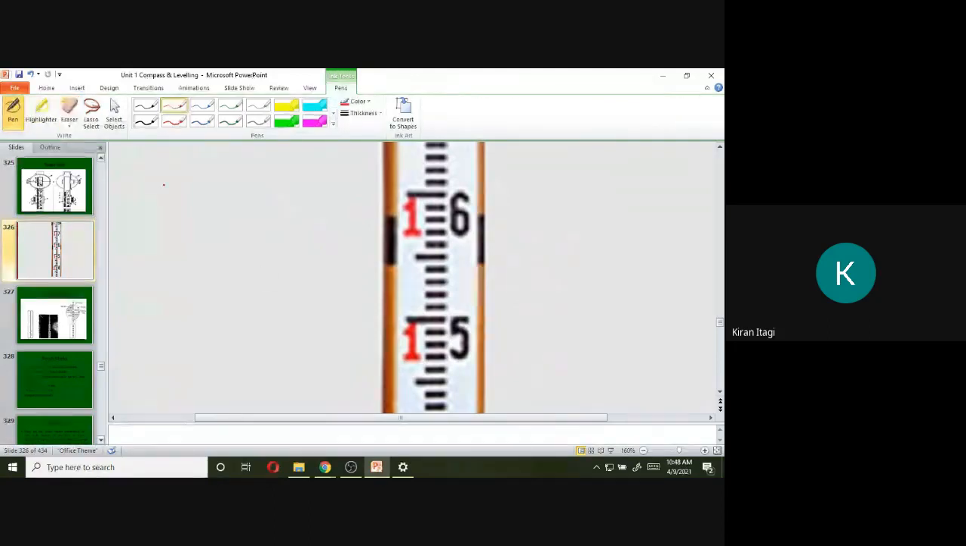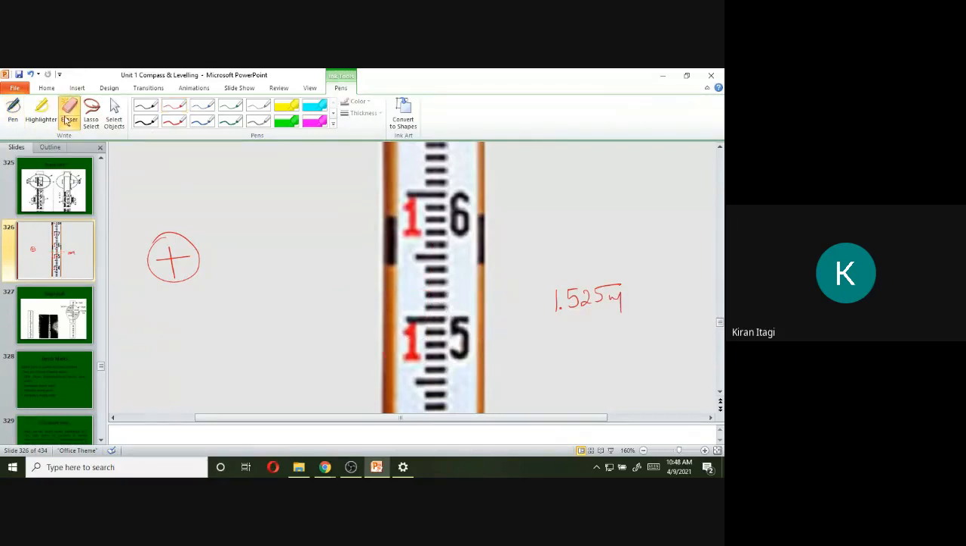When you are seeing from the telescope, it will be like this. If it is bisecting at this point, the reading will be 1. Here we have 1.5. Here we can see this is 0.5, this is 1, this is 2. Means it is half here, that is 25. So 1.525 meters.